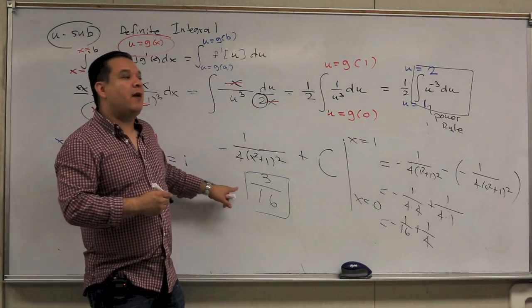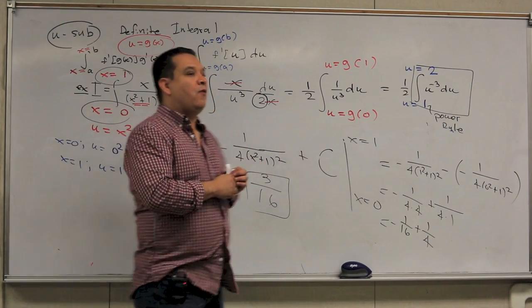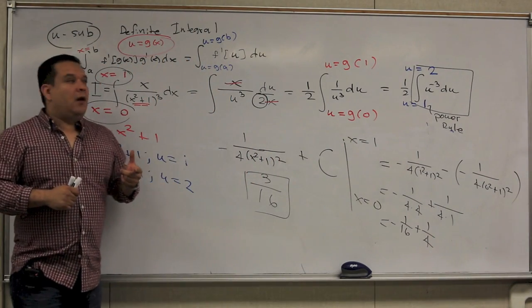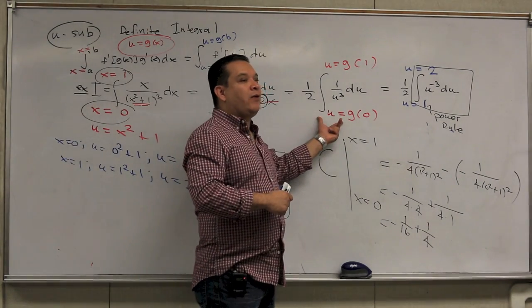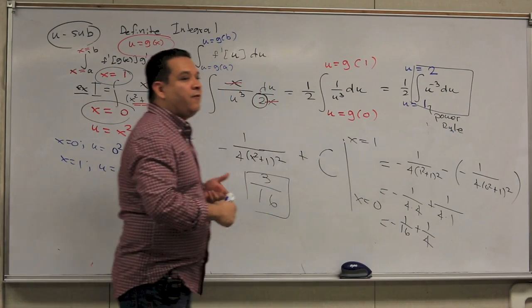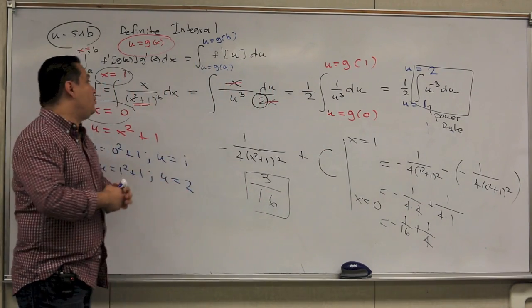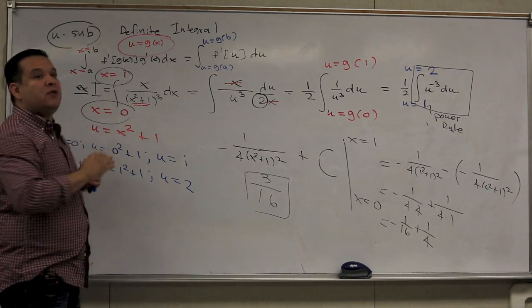Isn't that the same answer you got before? So, here's what I'm saying. For a definite integral, you have a choice. You can convert your limits to u and apply it to your antiderivative function in terms of u, or you can convert that antiderivative function back in terms of x and use your original limits for x. So the choice is yours.